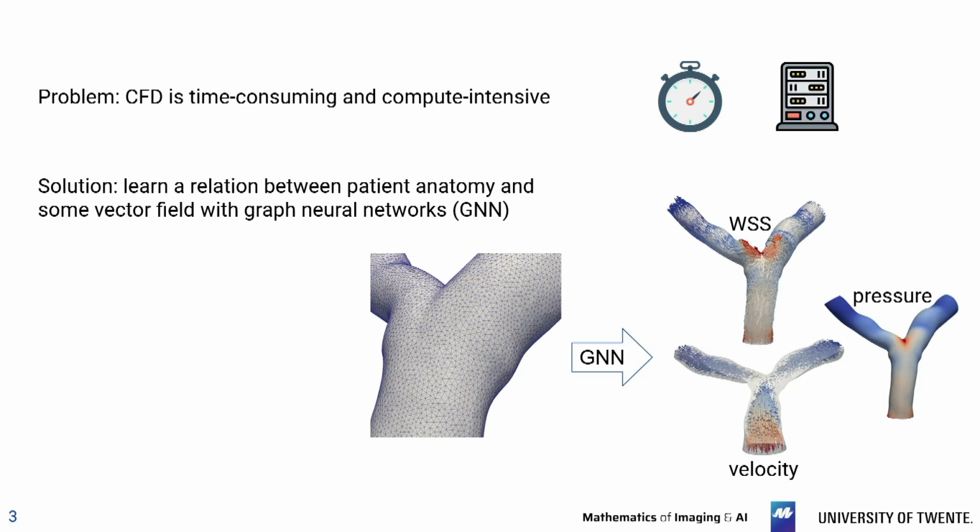So we train graph neural networks on a data set of patient anatomies and ground truth velocity field snapshots. So this is just about trying to relate the anatomy with the steady state velocity field, for example. And the advantage of that would be that all the expensive computations can be moved offline. So we can train once, and then inference for a new patient only takes a few seconds on consumer hardware.